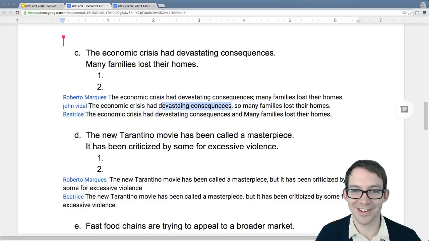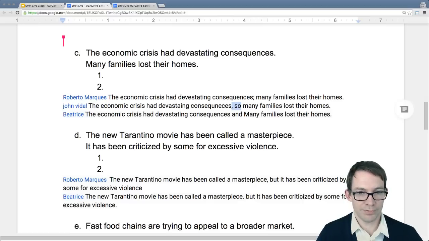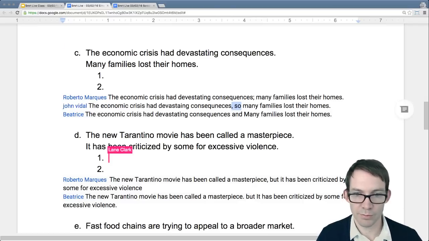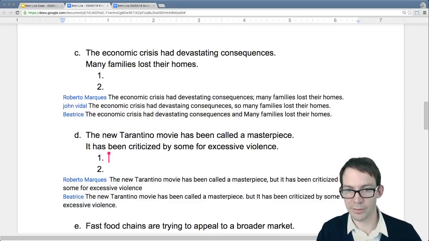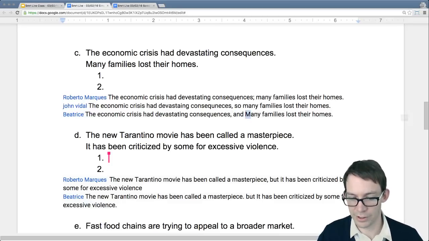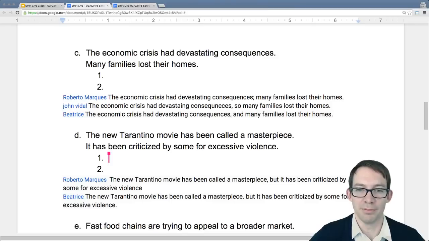Just watch out for the spelling mistakes in there. Clean that up a bit. And you've got the comma, so. Perfect. Great. Beatrice, this is fine too to use and. I would put a comma there. And you want to make sure that is a lowercase m. All right? Good.